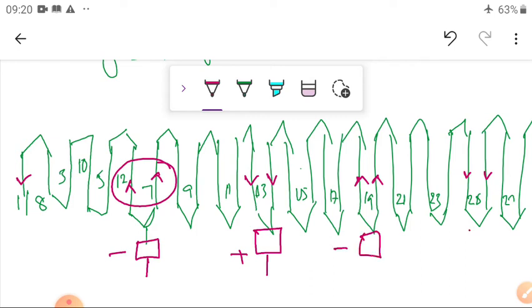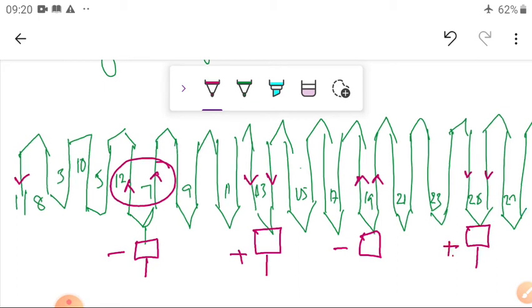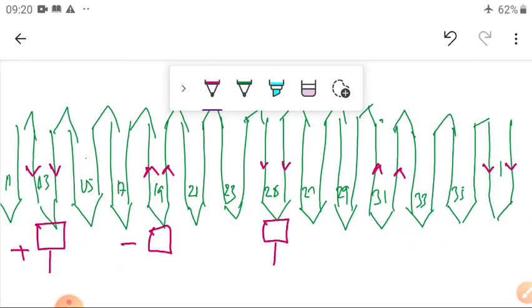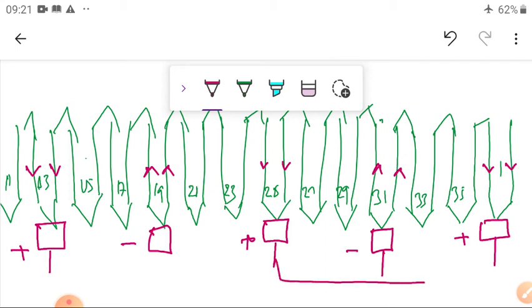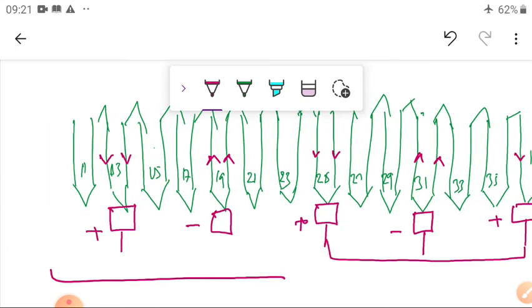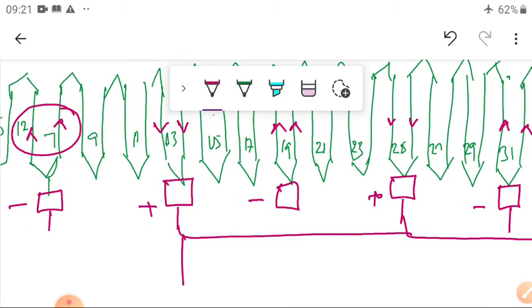Just assume which direction you are going. This is a +1. Similarly, you can place the brush here. This is the negative. Here this is taken as positive. Okay, this is taken as a positive. So these are the brush positions, and you connect all the positives here and make it a positive terminal, and all negatives you connect it.